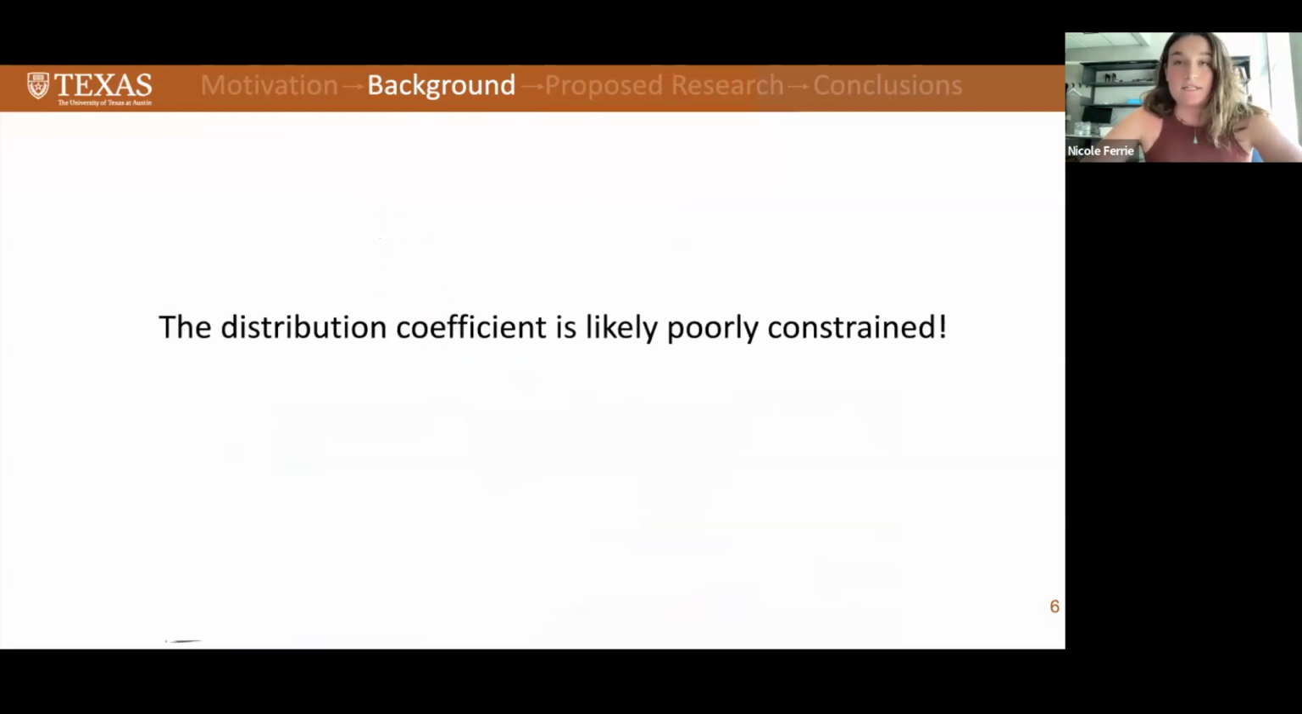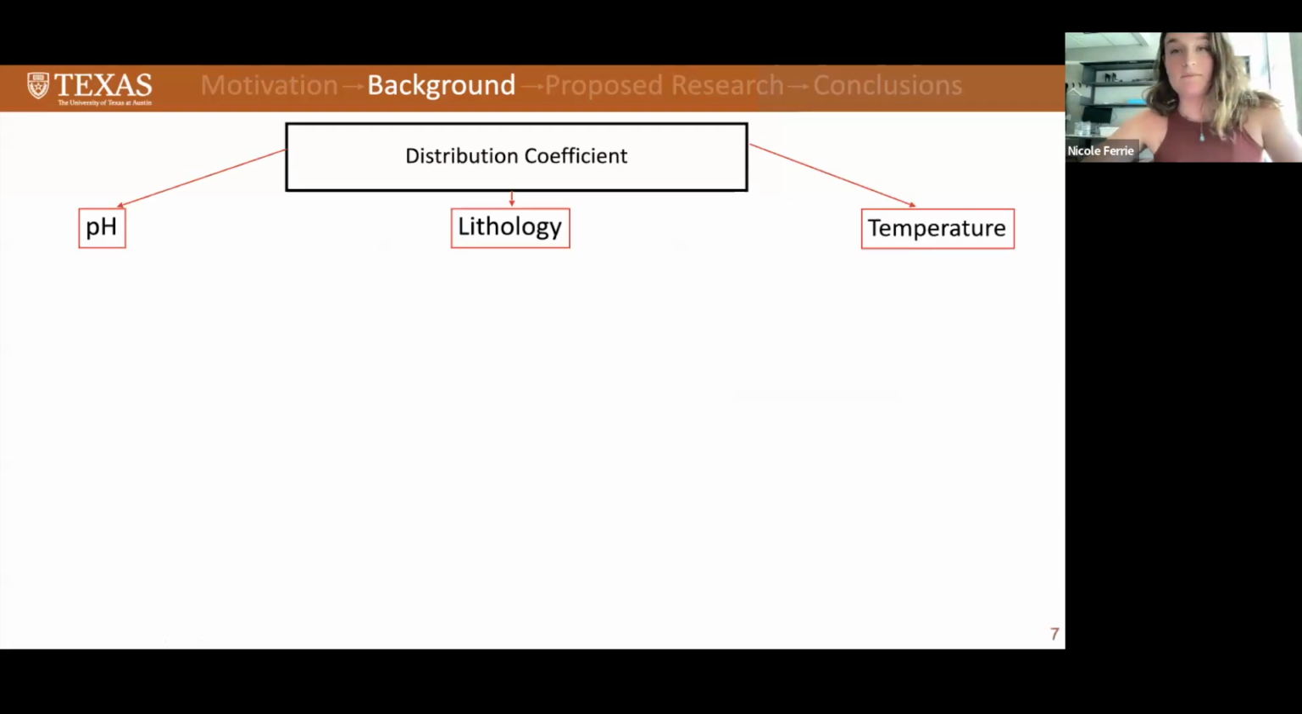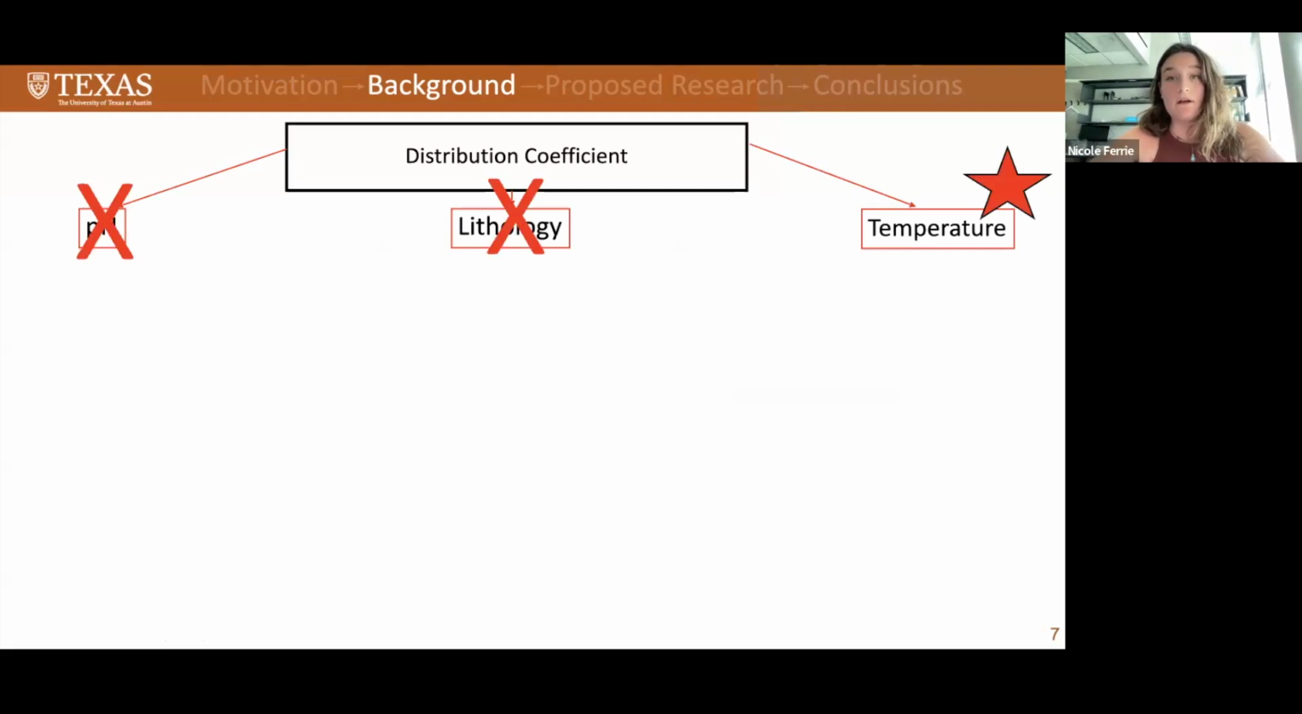The issue is that oftentimes the distribution coefficient is likely poorly constrained. And that is because oftentimes when people figure out this distribution coefficient, they only figure out how the distribution coefficient of boron changes as a function of temperature, but neglect lithology and pH, which are equally as important as temperature in figuring out the distribution coefficient.